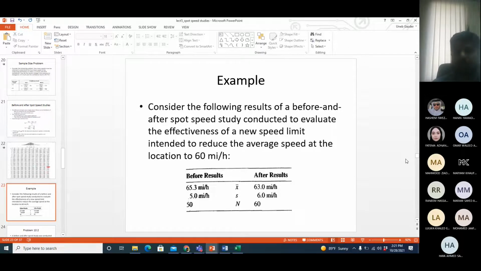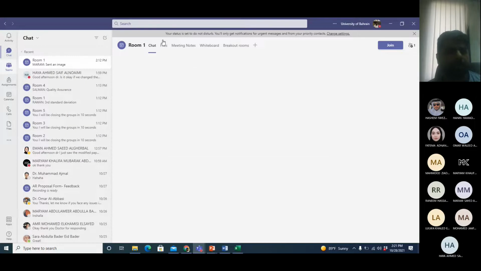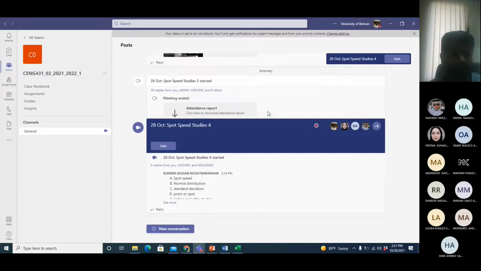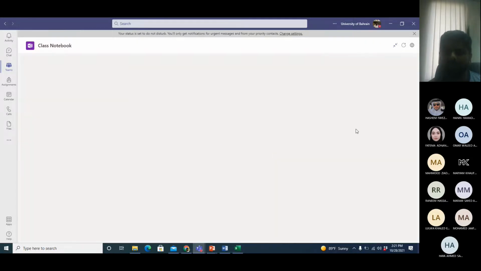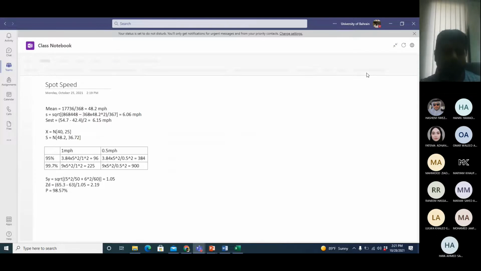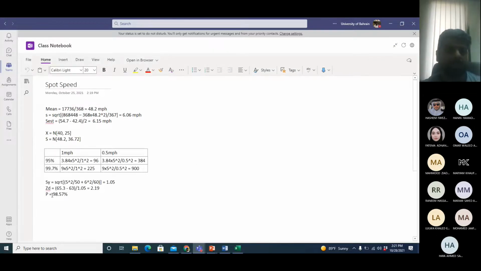This is an example for which we calculated the z value last time. In this example, you see the before and after sample. For each sample, you have the mean, the standard deviation and the number of values. We have already calculated the z value for this sample, and then we looked at the probability. It was 98% something. So the decision here is that we achieved a significant difference in the before and after sample. Okay, so the answer to the first question is yes. So I can move on to the second question.